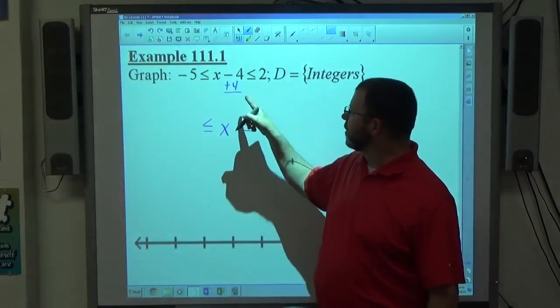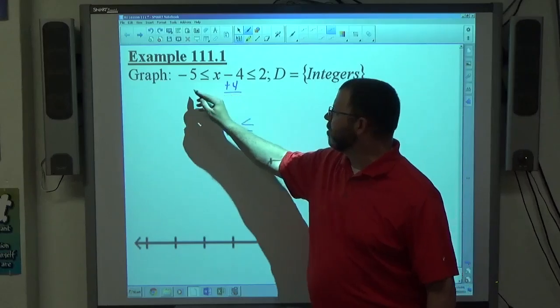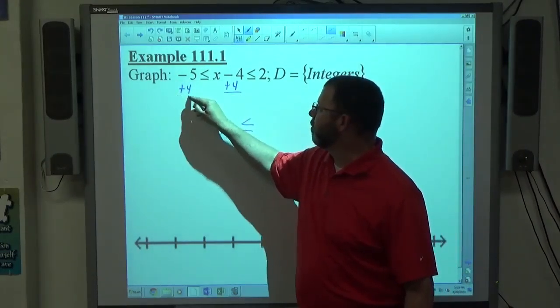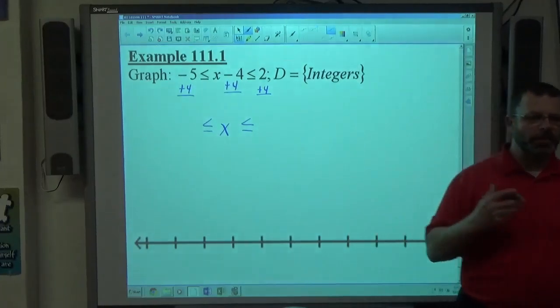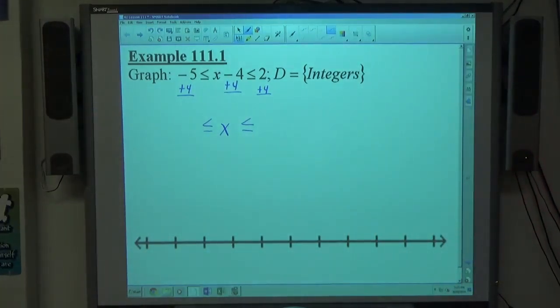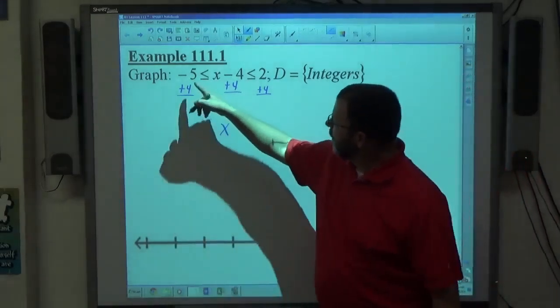And the rule states if I'm going to change one piece, I have to change all pieces the same way. So I have to add 4 there, and I have to add 4 there. There's 3 pieces to this. All 3 pieces must be modified the same way. I simply evaluate each individual piece.